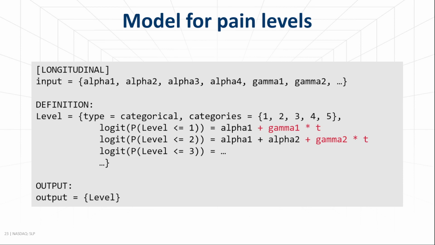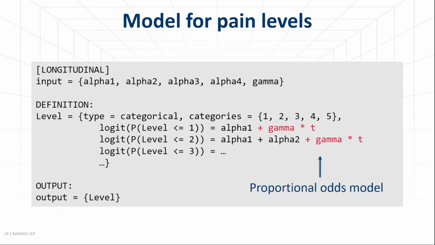In the general case, there is one parameter gamma for each cumulative probability. The proportional odds model assumes the same time dependence for all cumulative categories. So in this case, all gamma parameters are the same. Remember that T is the Mixtran keyword for time.